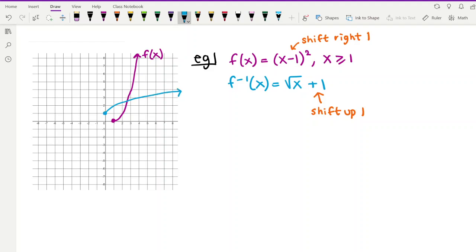And so what we can see is that these two graphs look like inverses, right? So I'm going to go in and draw this line y is equal to x.